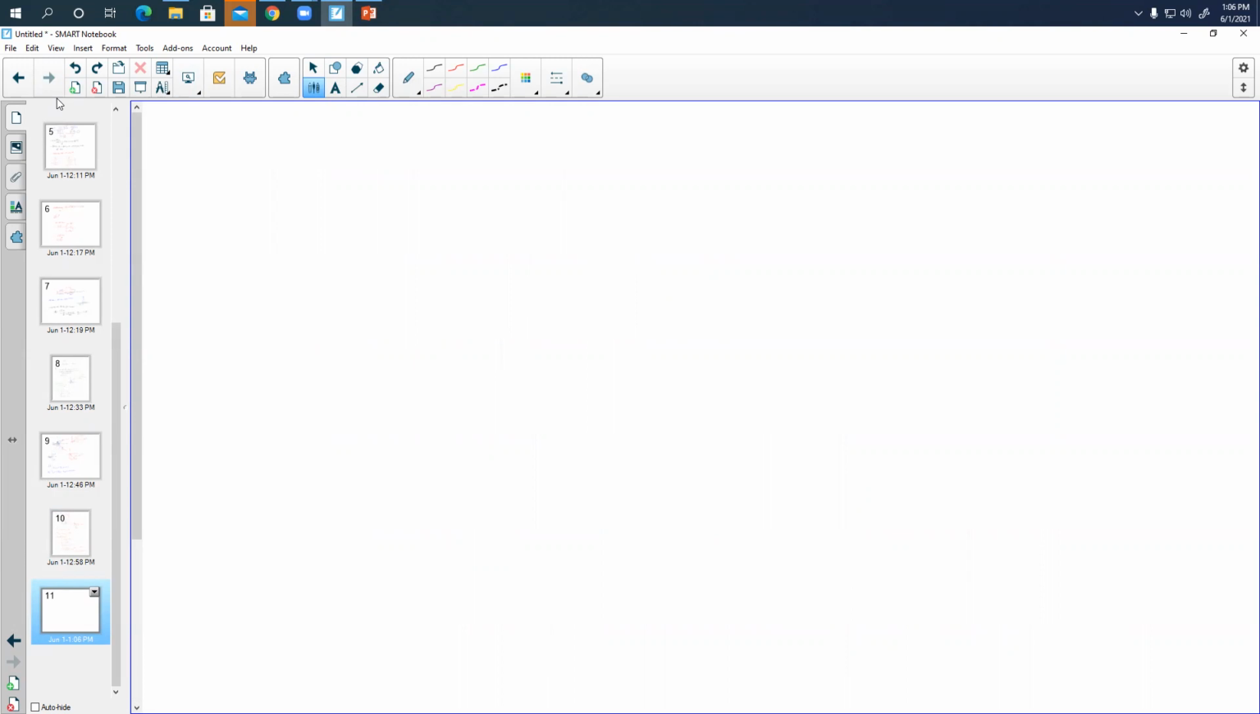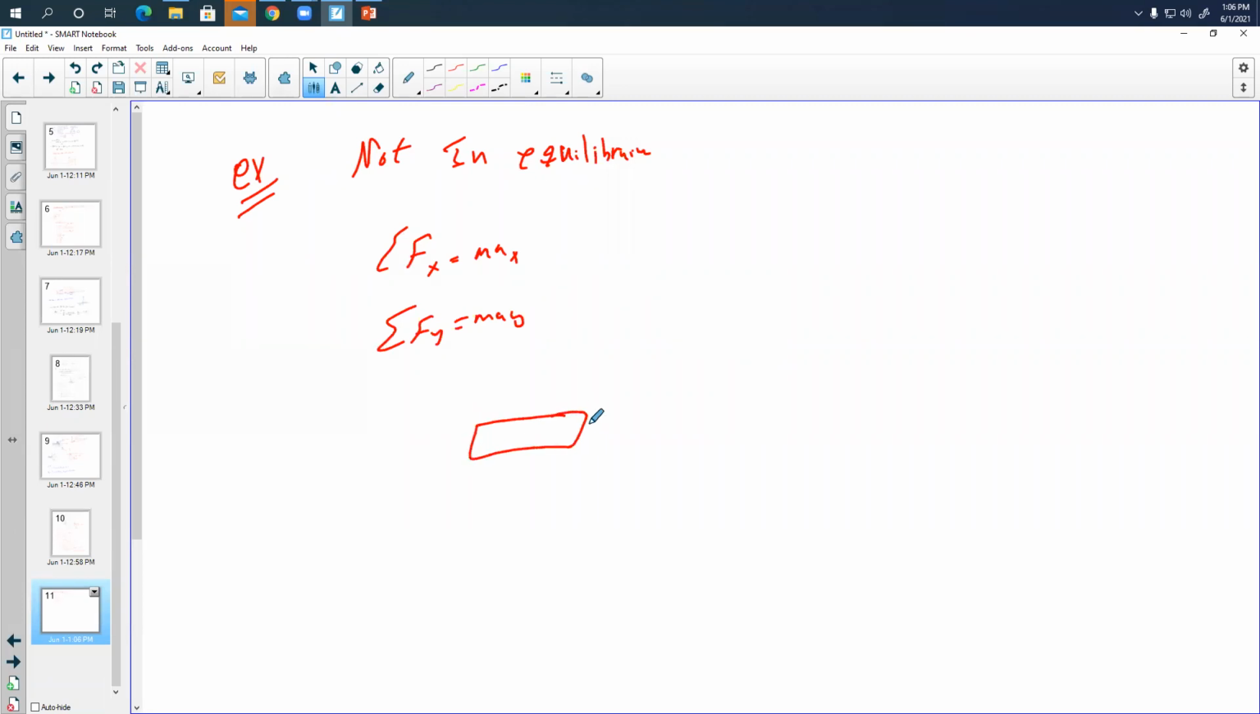So in this case, we are not in equilibrium. So for example, now this is going to be not in equilibrium. Again, let me just write this down: the sum of forces in x equals MAx, the sum of forces in y equals MAy. And let me look, yep.